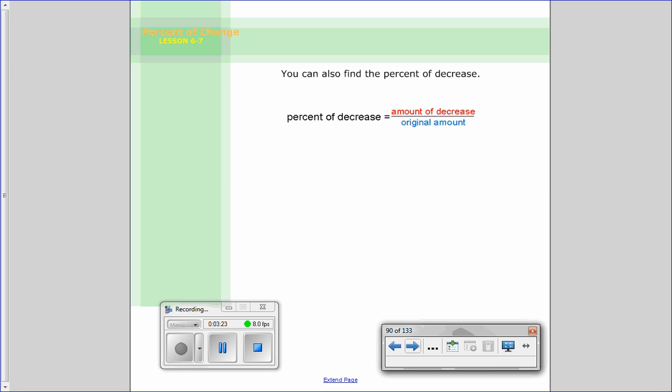So far we've talked about percent of increase, but you can also do the percent of decrease. When we talk about the percent of decrease, it's how much it decreased by. But you're going to do it the same way. You find that change and then divide it by that original amount.